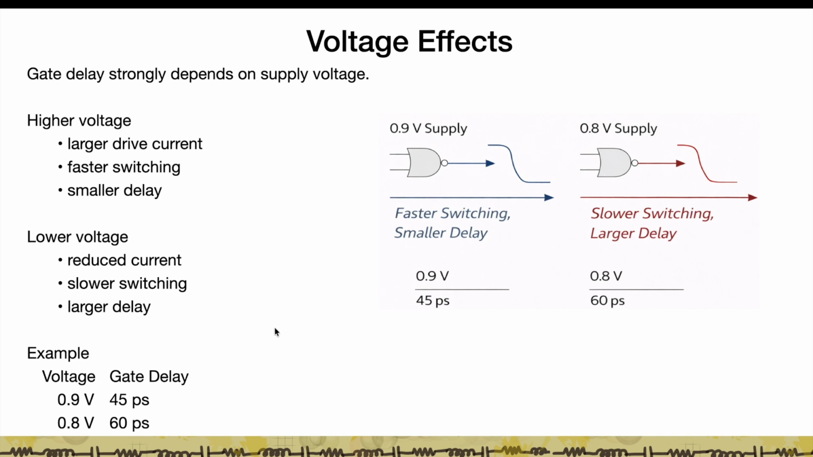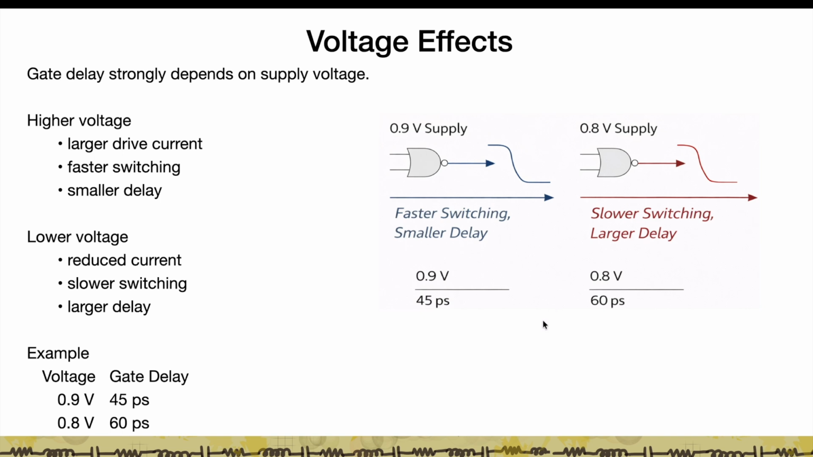The same gate at 0.9 volts switches at 45 picoseconds. Drop the voltage to 0.8, that is just 100 millivolts lower, and the delay jumps to 60 picoseconds. That's a 33% increase for a 10% voltage reduction.